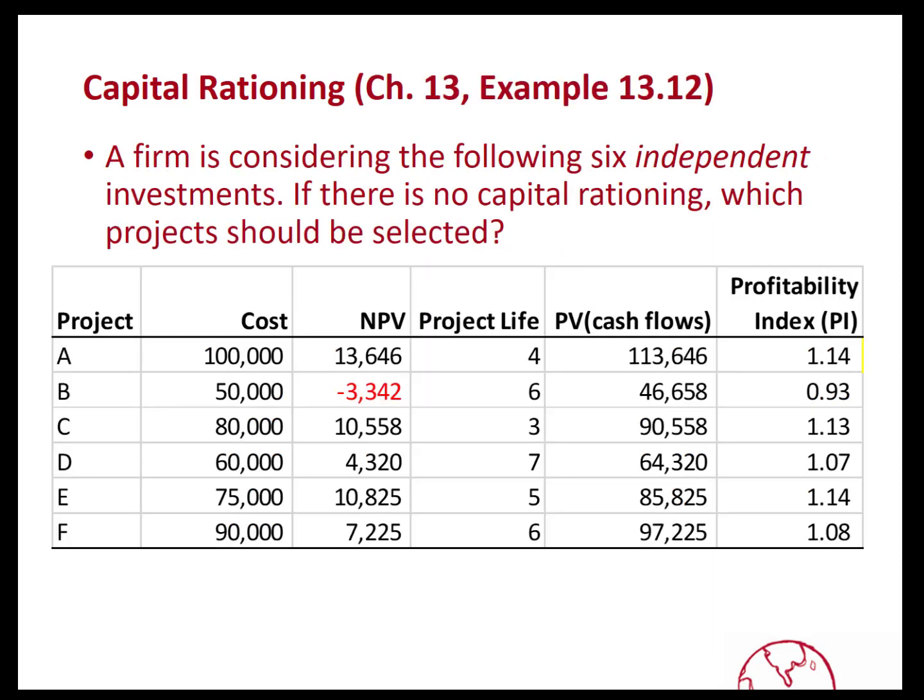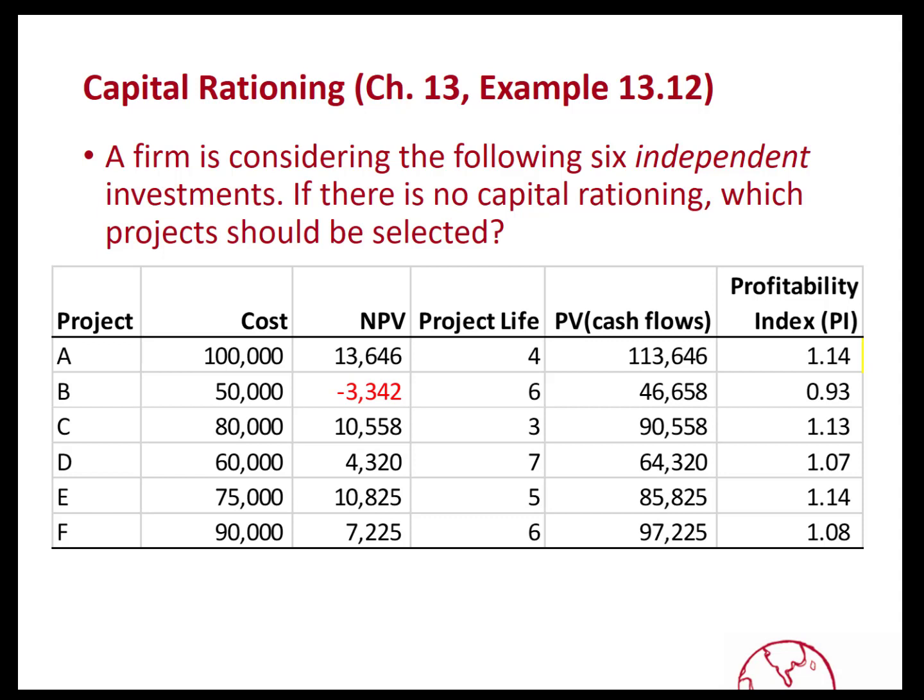Here we have 6 different projects. We have the upfront costs ranging from a low of $50,000 to a high of $100,000. We can see that the life of the projects goes from a short project of 3 years to a long project of 7 years. We've got the net present value. Notice that the net present value is positive in 5 out of the 6 projects.